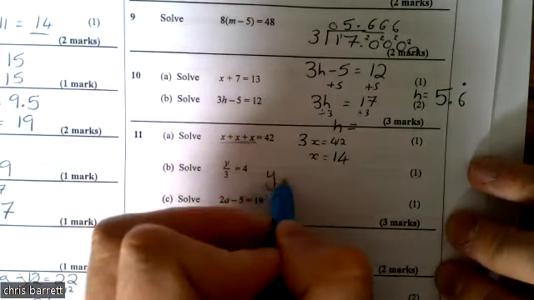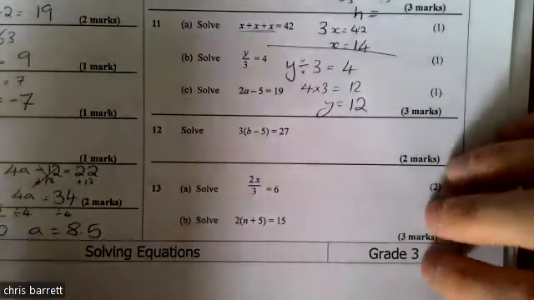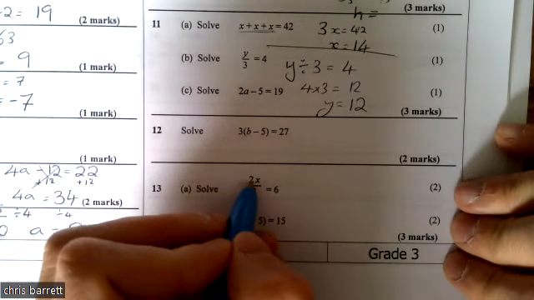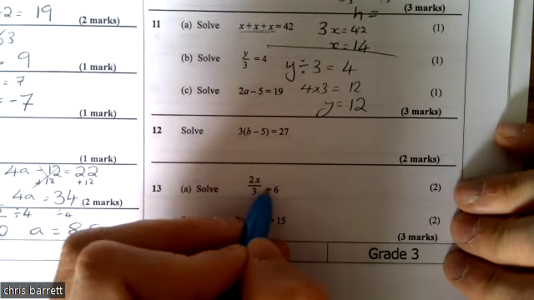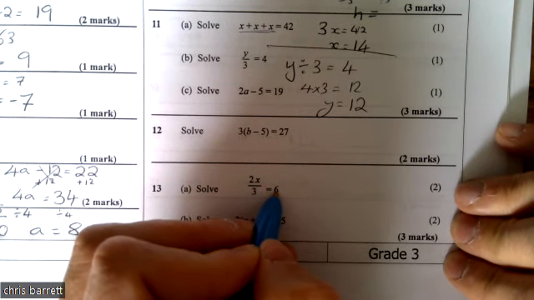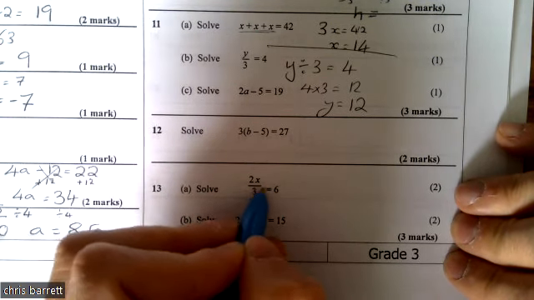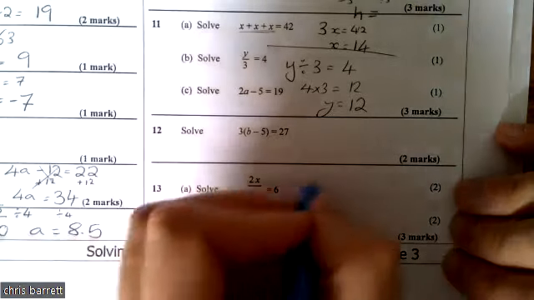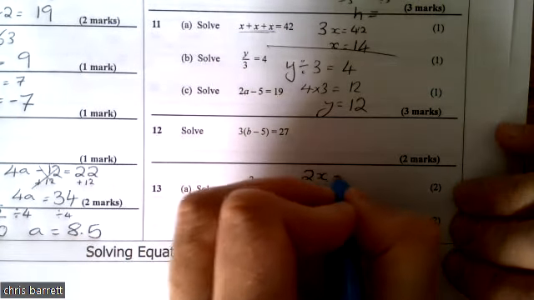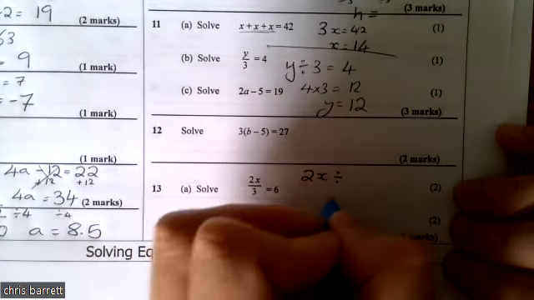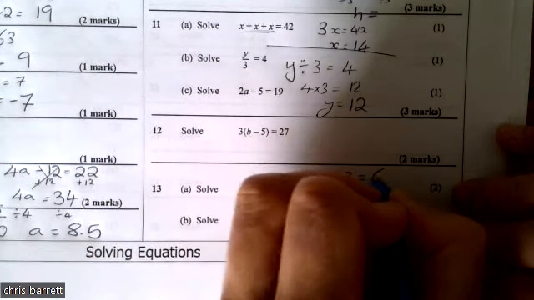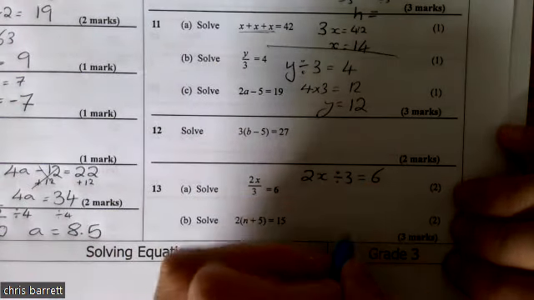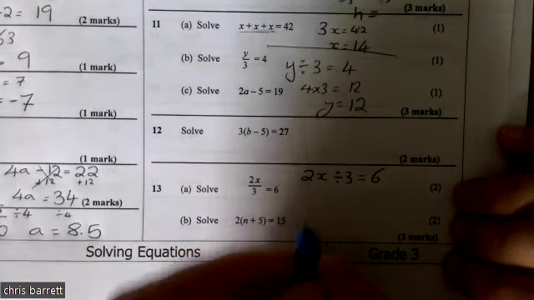Last one I'm going to have a look at is just number 13. Okay, so for this one, we've got 2x divided by 3 is equal to 6. So the first thing I want to do is get rid of the dividing part. So if I look at writing it out again, first thing I'm going to get rid of then is the dividing by 3.